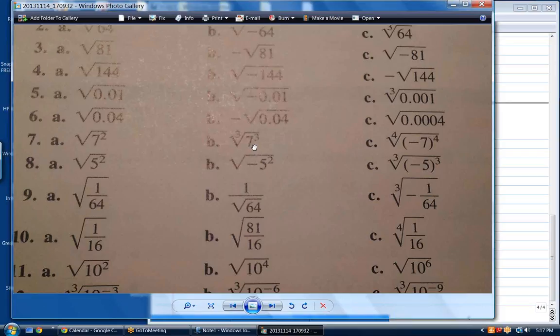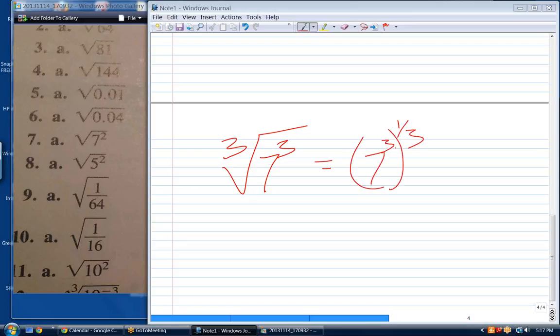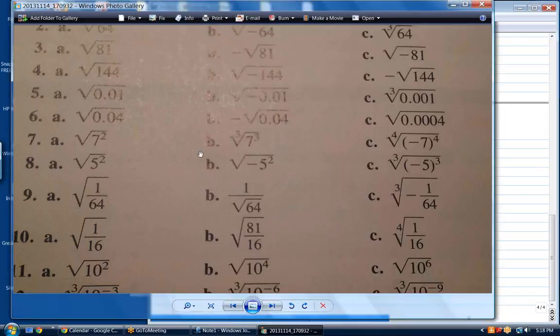Would it just be 7? Here's how we would show that. Cube root of 7 cubed is equal to 7 cubed to the 1/3 power, right? In other words, this 3 becomes 1/3. And 7 cubed to the 1/3 power, we multiply those together. It's the square root of 7 squared. Just 7, because that square root is canceling out the square.